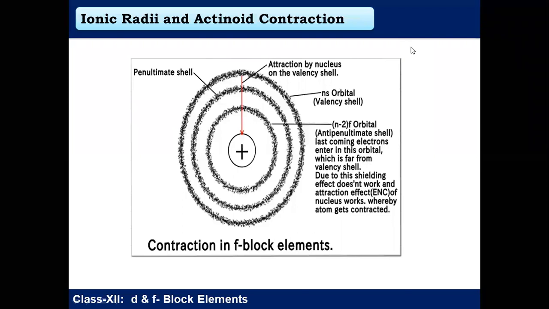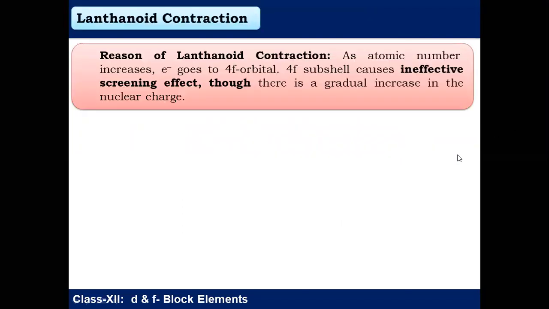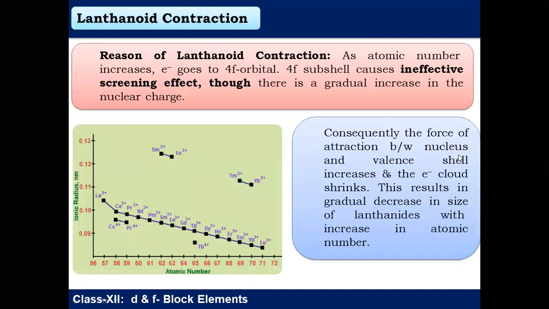So if you want to go into the writing part of why lanthanoid contraction is happening, the reason of lanthanoid contraction you can write here as: as atomic number increases, the electron is going into the 4f subshell. As I told you, the 4f subshell causes very inadequate, ineffective screening. This is point number two. And point number three, there is a gradual increase in the nuclear charge also.